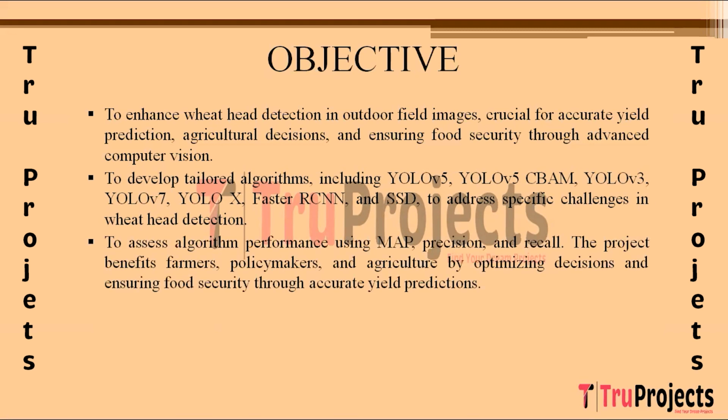And the project involves a comprehensive evaluation of algorithm performance, employing metrics such as mean average precision, and recall. By comparing the outcomes of different algorithms, the project aims to identify the most effective solution for accurate wheat head detection. The ultimate beneficiaries include farmers, policymakers, and the agricultural sector, benefiting from improved decision making, resource optimization, and enhanced food security.